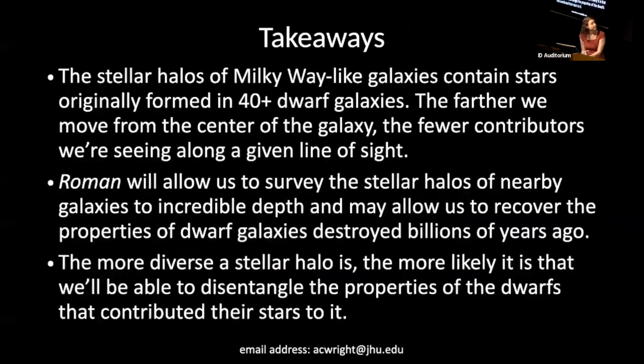So I'm going to throw up my takeaways here. These are primarily that stellar halos around Milky Way-like galaxies are made up of a lot of different stars formed in a lot of different galaxies, mostly dwarfs. Roman's going to allow us to survey stellar halos in a way we've never been able to do before, which is really exciting. And that means that we can hopefully recover properties of dwarf galaxies that were destroyed billions of years ago. And the more diverse those dwarfs are, the more diverse the stellar halo is, the better chance we have of figuring out what ended up making up that stellar halo.